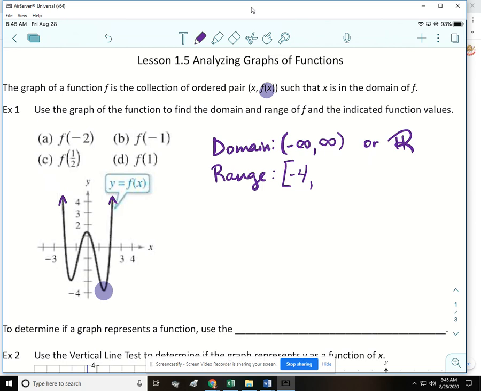Then we move up, and you try to see, is there a highest point on the graph? Because this graph keeps on going up, up, up forever, there is no highest point, so the graph is going to go all the way to infinity. And don't forget, in interval notation, you always use a parenthesis on the infinity.